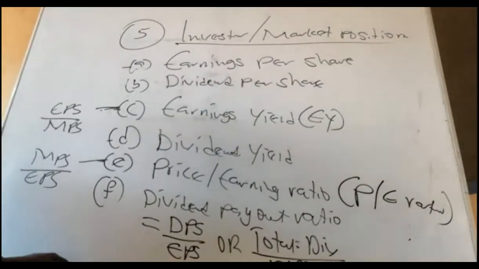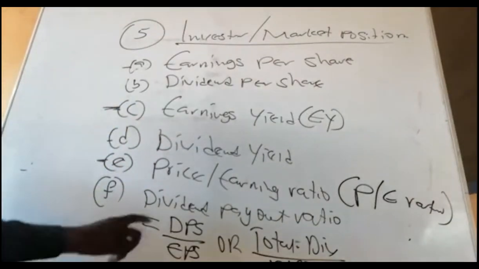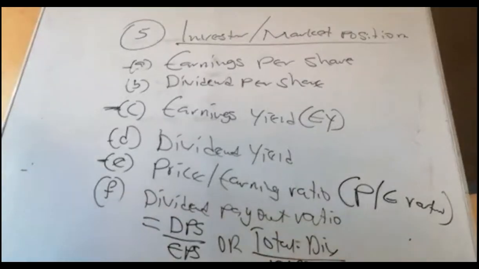Now let's continue. We move on to the dividend payout ratio. Here we said that this explains the proportion of the earnings being distributed as dividend. Of the overall profit after tax declared by the company, what is the proportion being distributed to the owners as dividend? That's the dividend payout ratio.